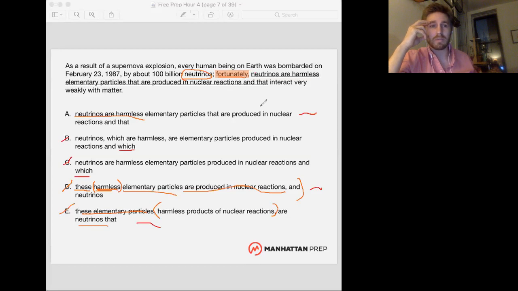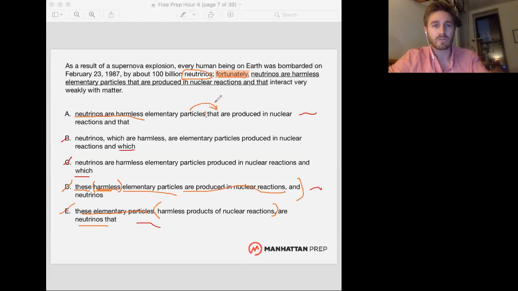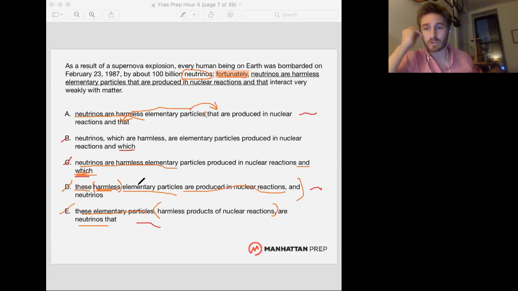In A, can you repeat that? Yes, you can. It is a parallel structure, which we're not digging into too much today, but to speak briefly, you can say they're elementary particles that are produced and elementary particles that interact very little with matter. What's wrong with C? C gets the first part right. Neutrinos are harmless elementary particles. Great. The problem is this and which. It's bad parallel structure.